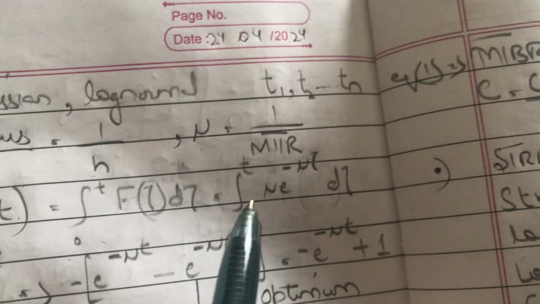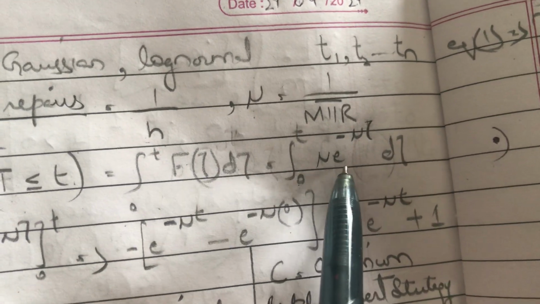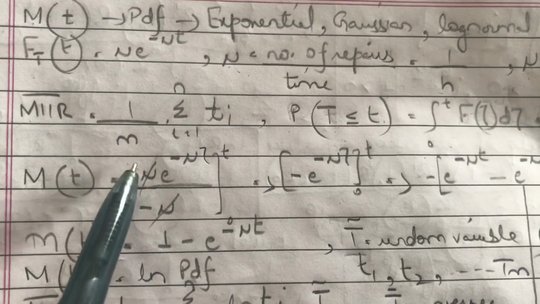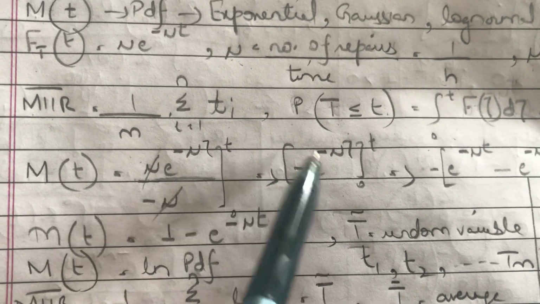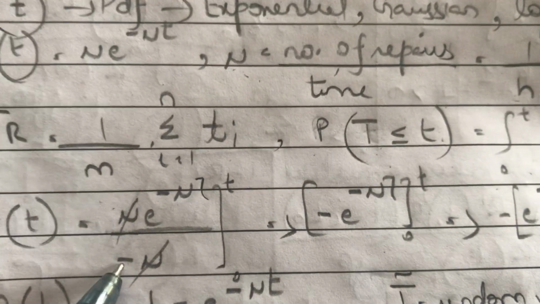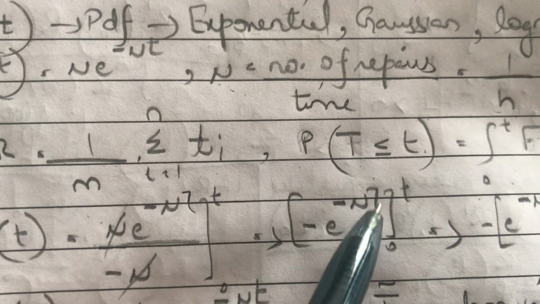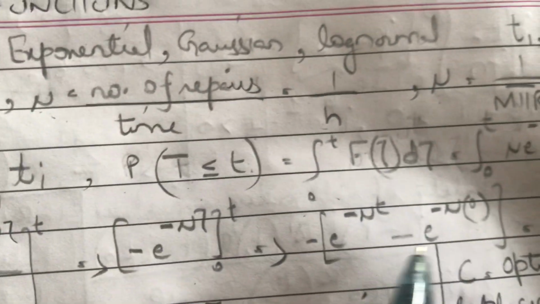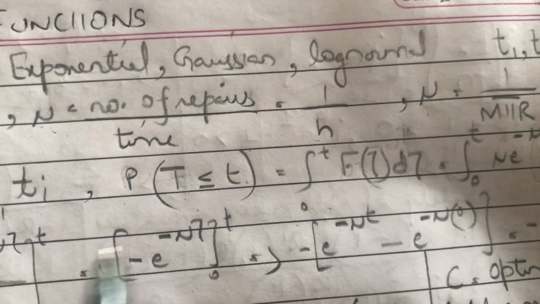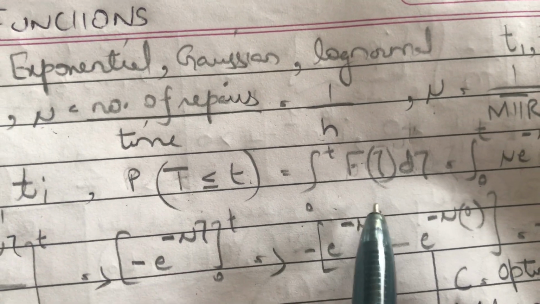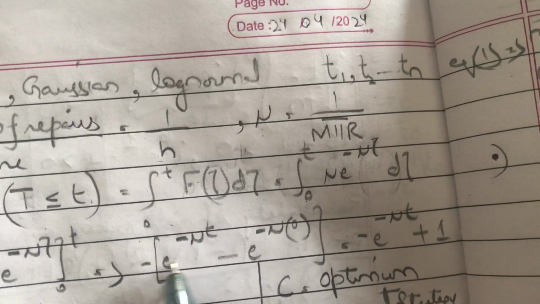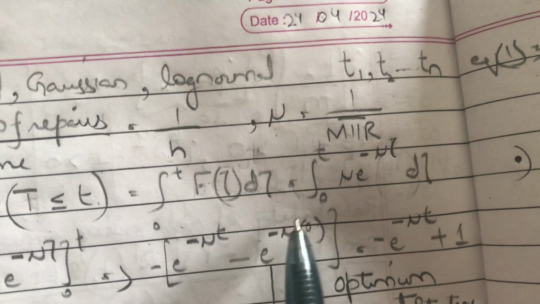So after integrating, this minus mu comes down, and this got cancelled. So what remains? This thing is remaining here: minus e^(-mu tau), and the limit going from 0 to t. Now we are going to put in our limit. So this minus comes outside, and e^(-mu t), because we have the first limit of t and the other limit of 0.